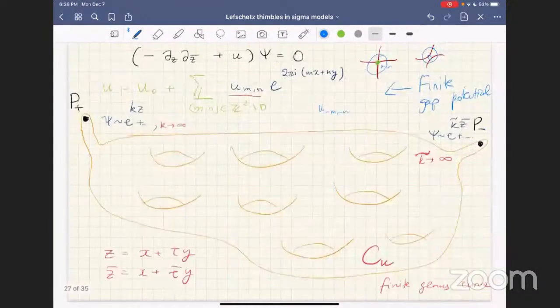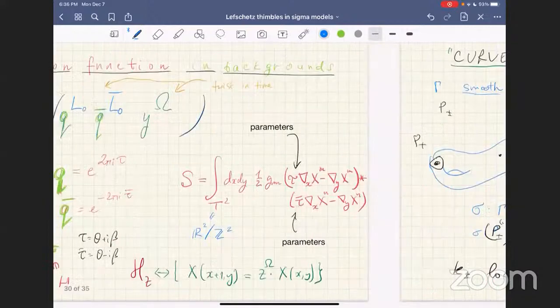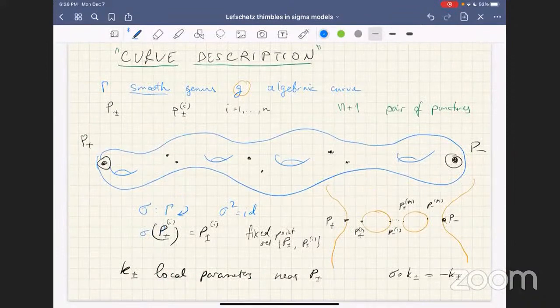So we have some characterization of this curve. Here is some kind of axiomatization of the structure which we saw before. There are some additional ramifications which I didn't explain, and probably will not explain. Anyway, we start with a smooth algebraic curve of genus g with n+1 pairs of punctures. One pair will be denoted by capital P plus and capital P minus. These are the familiar points in the example above. And then additional n pairs of punctures, P plus and minus, in small letters.